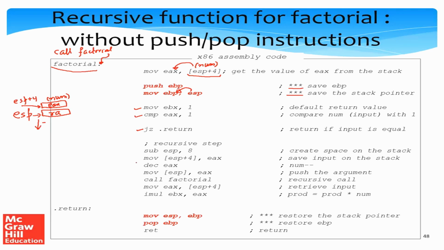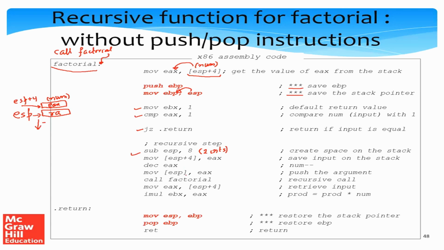Now let's come to the recursive step. In the recursive step, what I do is I create some space on the stack. So I subtract 8 from ESP, which gives me space to put in 2 integers. So at ESP plus 4, what I do is I put in the value of EAX, which is the number. Then I decrement EAX.